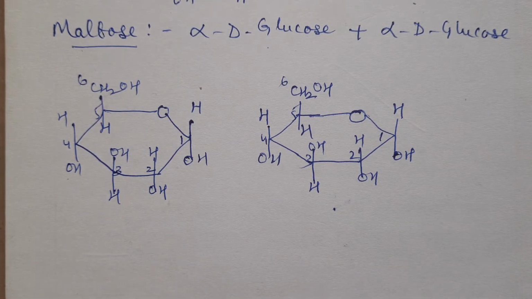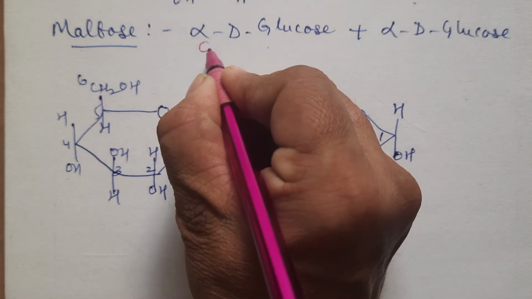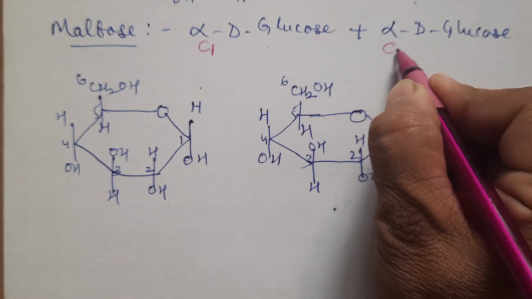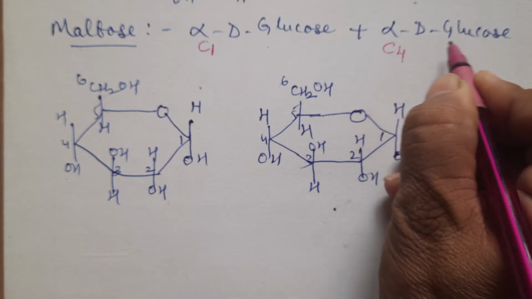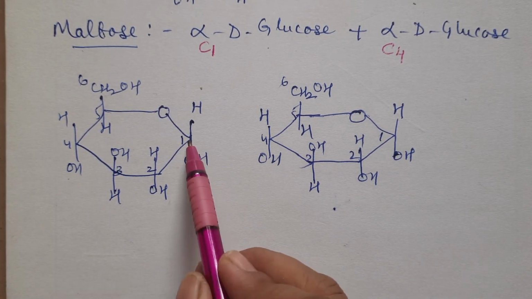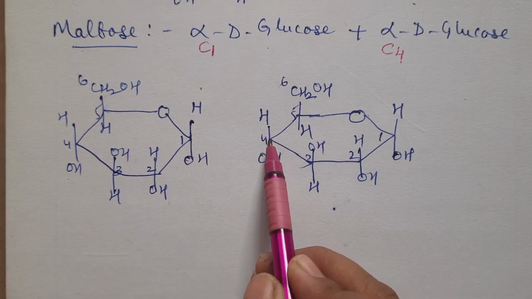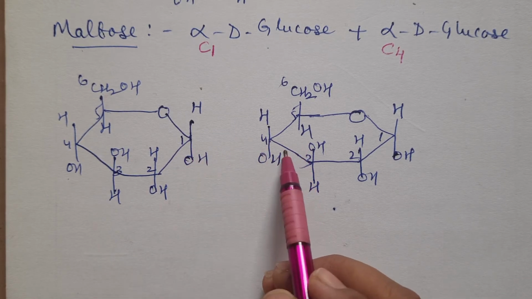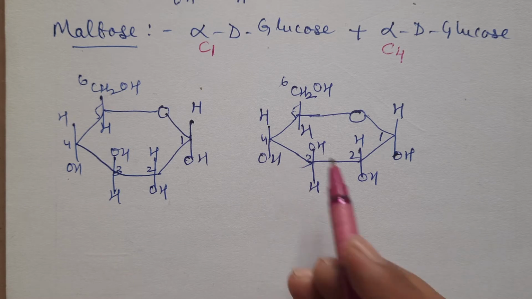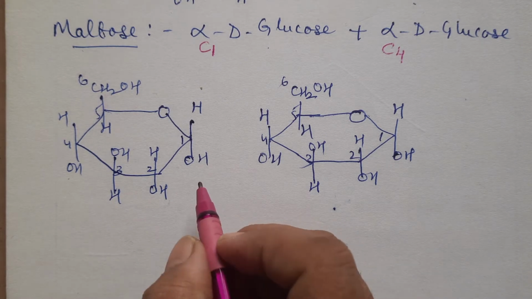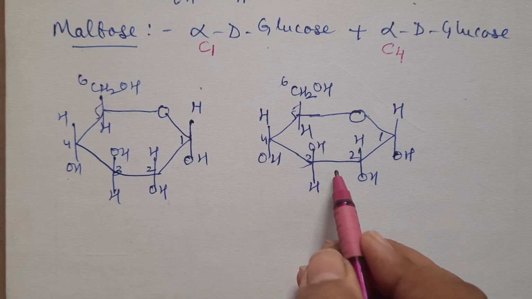First we should know this. C1 of one alpha D glucose links with C4 of another alpha D. How? This is C1 of one alpha D linking with C4. So I have made them side by side for that reason. In the previous structure you must have seen I had drawn one above the other, because that 2 and 1 should be facing each other. So now this is one alpha D, this is another alpha D.